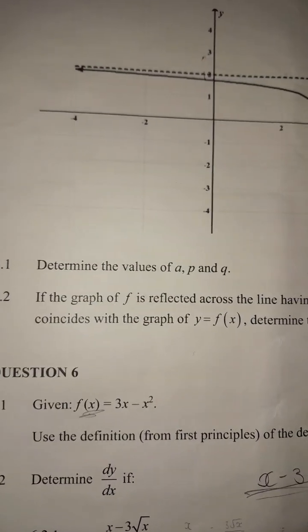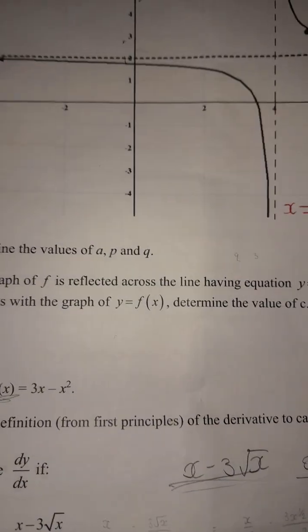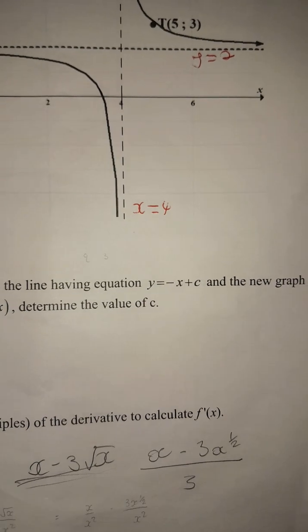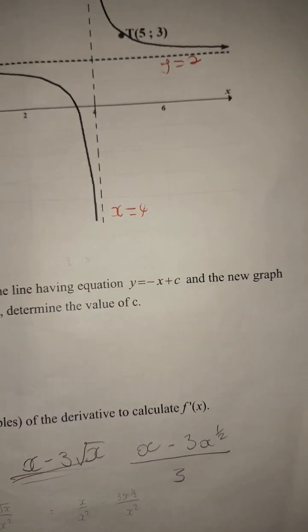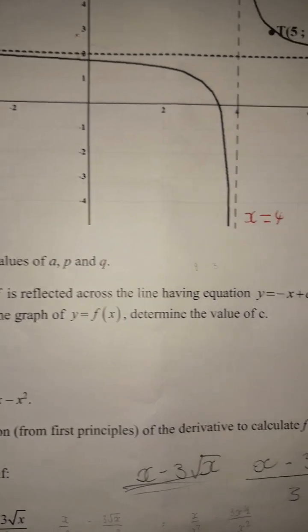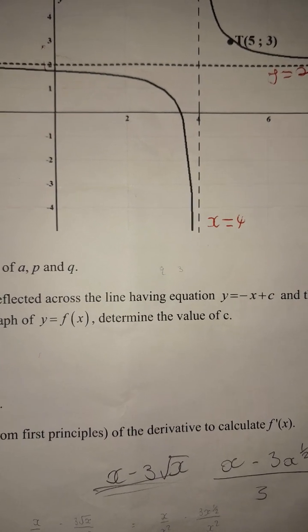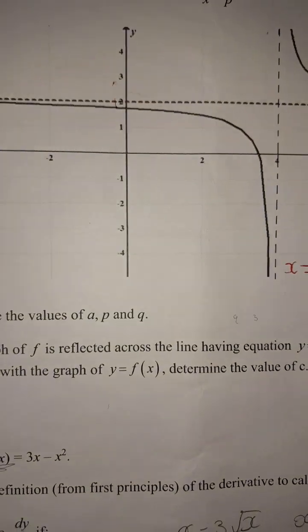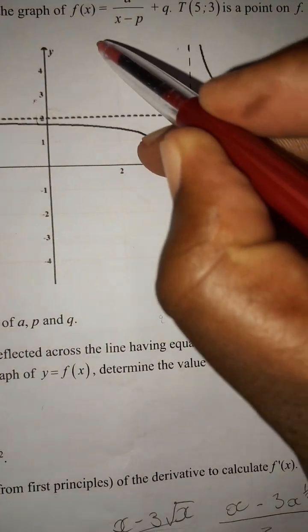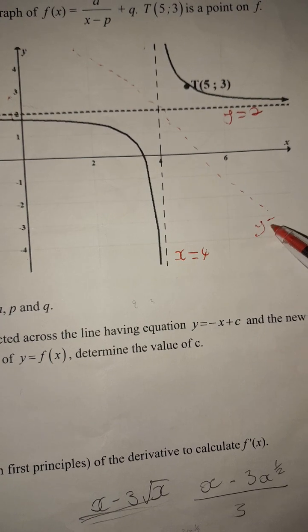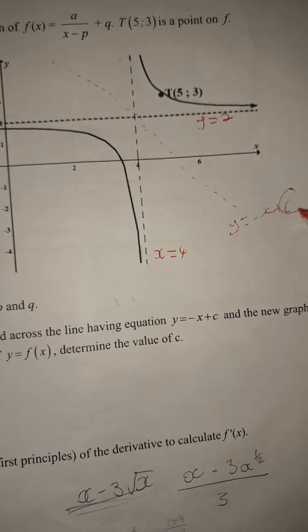So let's go to our last question, 5.2. If the graph of f is reflected across the line having equation y is equal to negative x plus c, and the new graph coincides with the graph of y is equal to f of x, determine the value of c. When they say it coincides, that means they occur at the same time, right? So which graph are they talking about? The one that cuts us here. It's going down, which is y is equal to negative x plus c. So the aim is to get c.